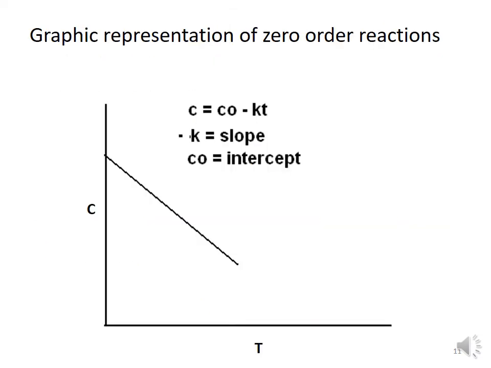This is a graphic representation of zero order reaction, where a plot of the concentration versus time gives a straight line relationship, and the slope equals minus K, and the intercept equals the original concentration C naught.